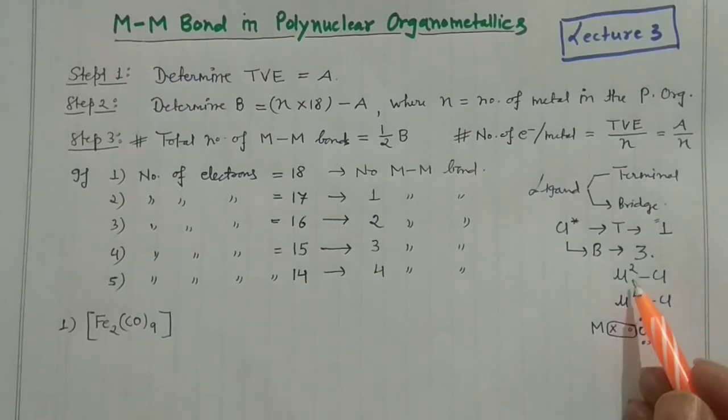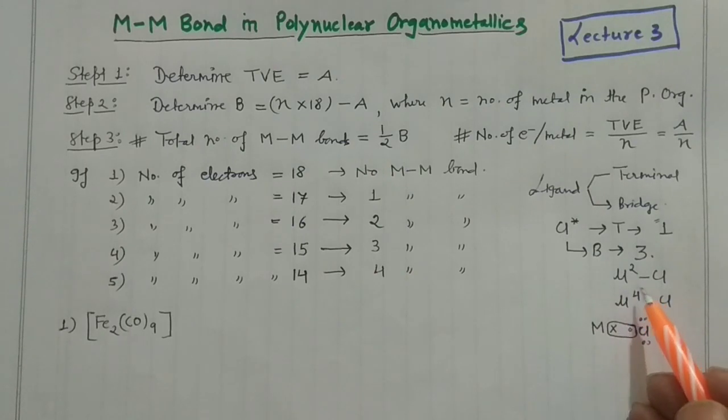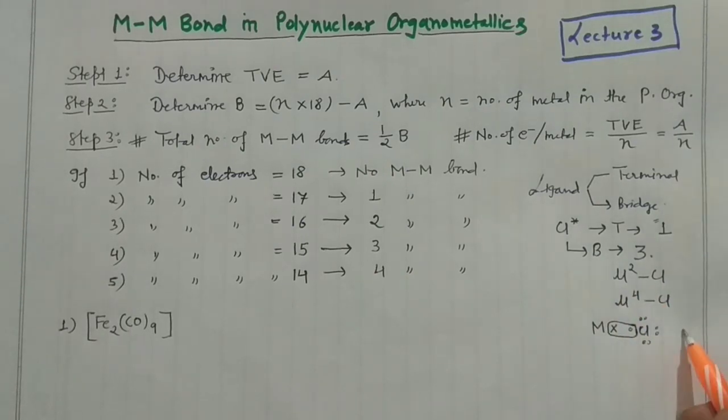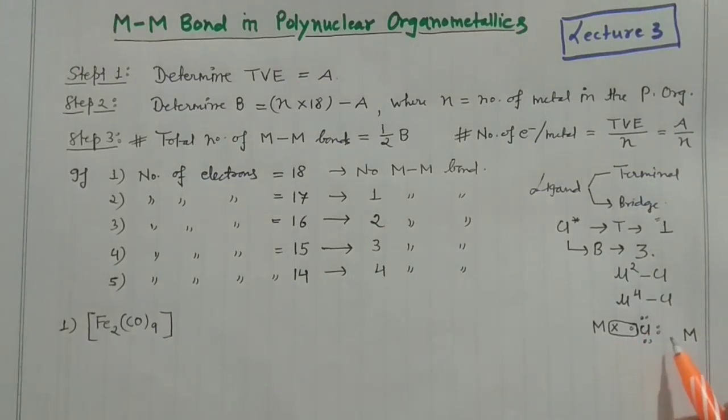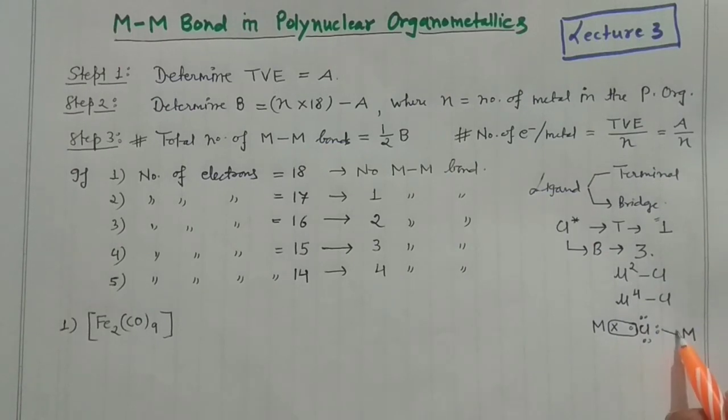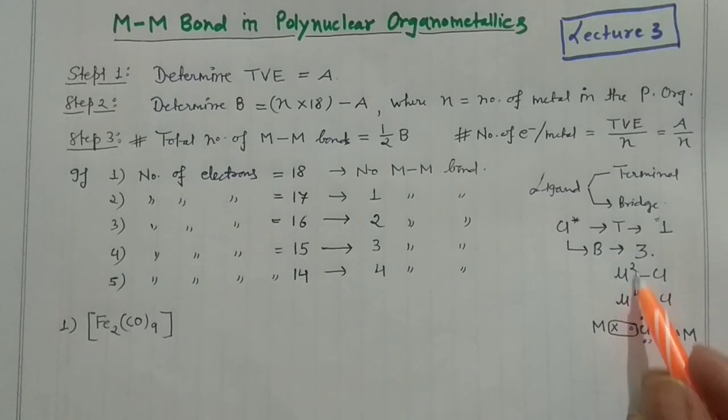But when it forms a bridge, if it is connecting more than one metal, say you have one metal here, now it cannot share electrons because its octet is complete. So the only thing it can donate is its electron pair. So when it donates the electron pair, mu2 means it is connecting the two metals. So how many electrons is it contributing? 1, 2 and 3.